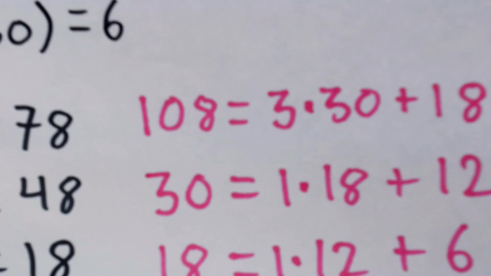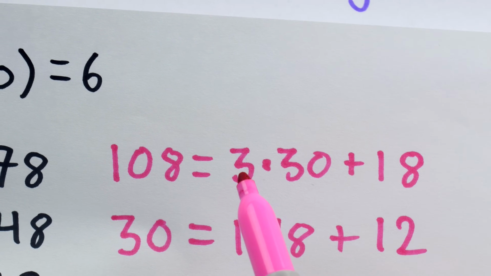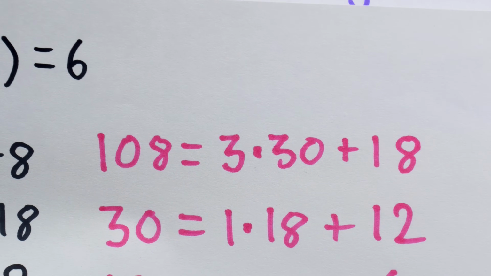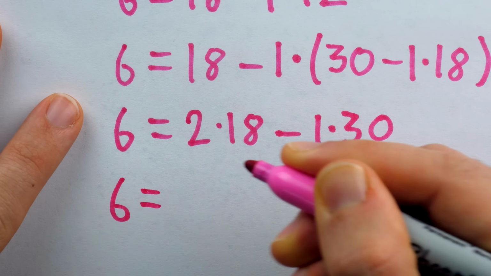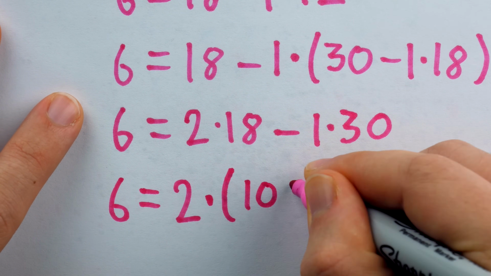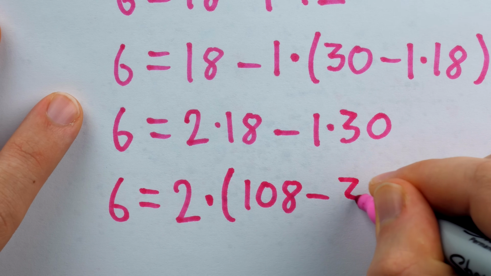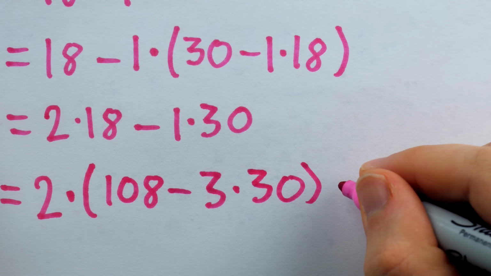But 18, of course, we can rewrite using the very first equation from the algorithm. Subtract 3 times 30 from both sides, and thus we can express 18 as 108 minus 3 times 30. So 6 is equal to 2 times 18, but 18 we are writing as 108 minus 3 times 30. And then, of course, we still have the minus 1 times 30 at the end.